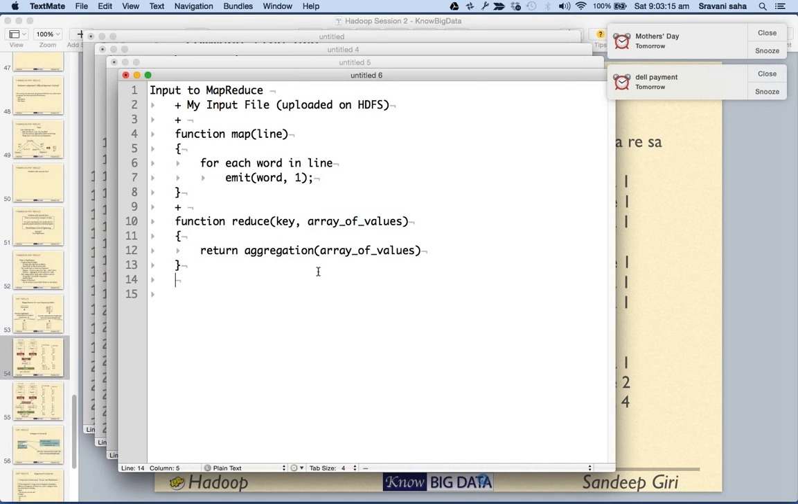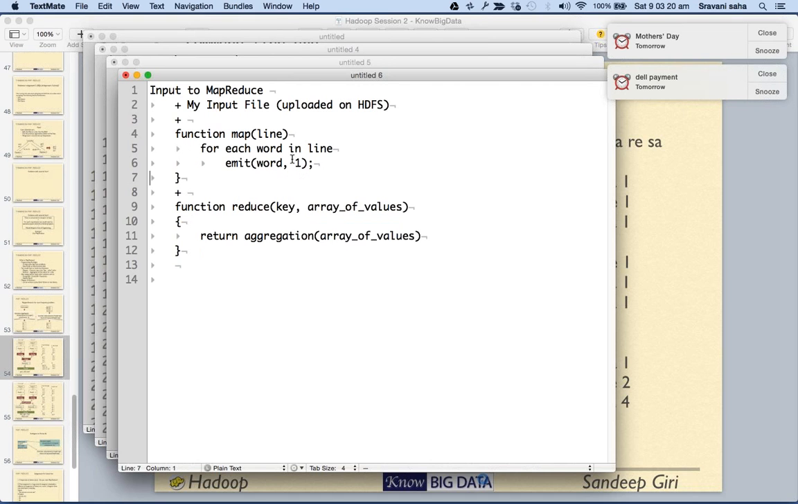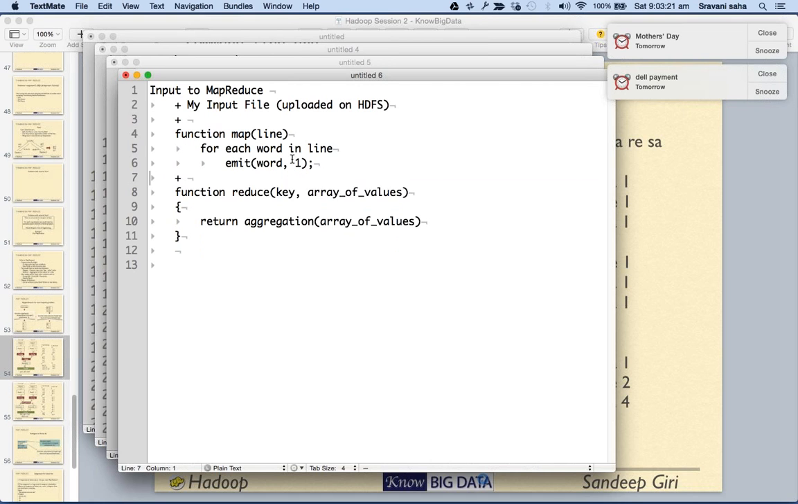All right. So you have a map function and you have a reduce function. Sounds good? It's pseudocode. Don't think of it as a programming language. I'm keeping it as pseudocode because that is much simpler to understand.